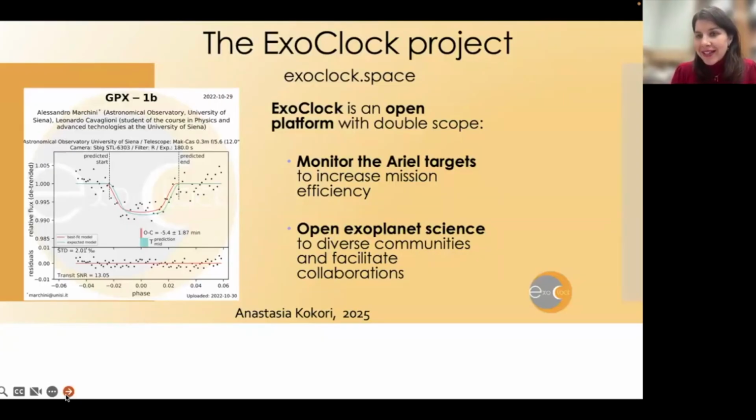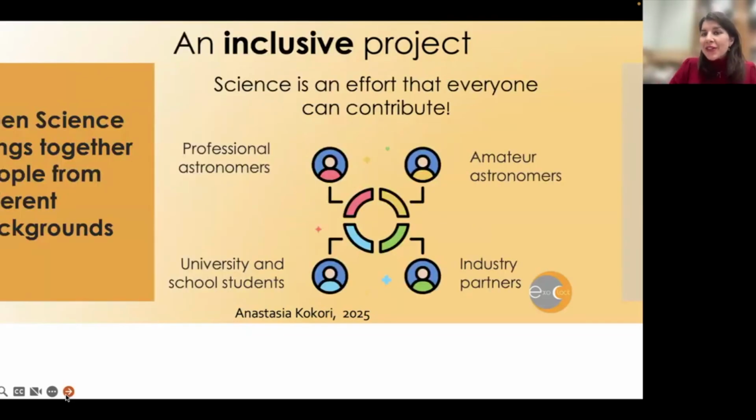What is ExoClock? It is an open project, which is dedicated to monitor the planets and increase the mission efficiency, but also it's an effort to open exoplanet science to diverse communities and facilitate collaborators. So ExoClock is inclusive. It includes professional astronomers, amateurs, university and school students, because we really believe that science is an effort everyone can take part in and therefore can contribute.